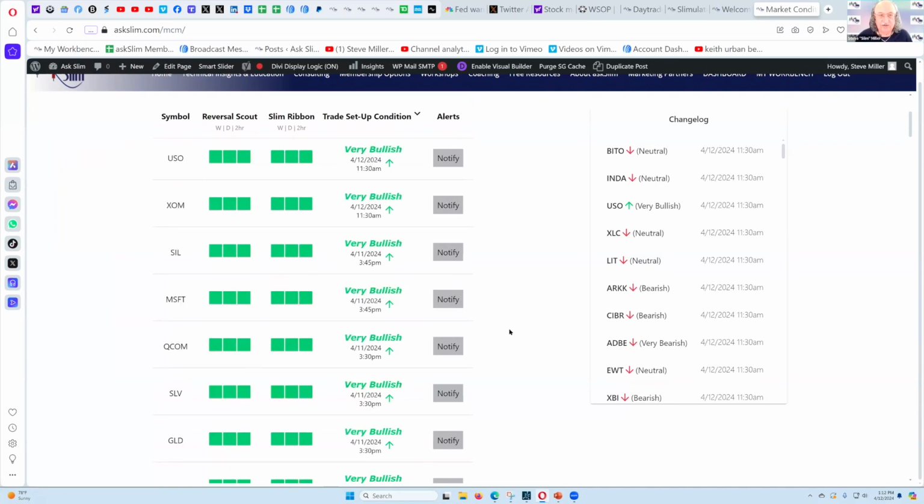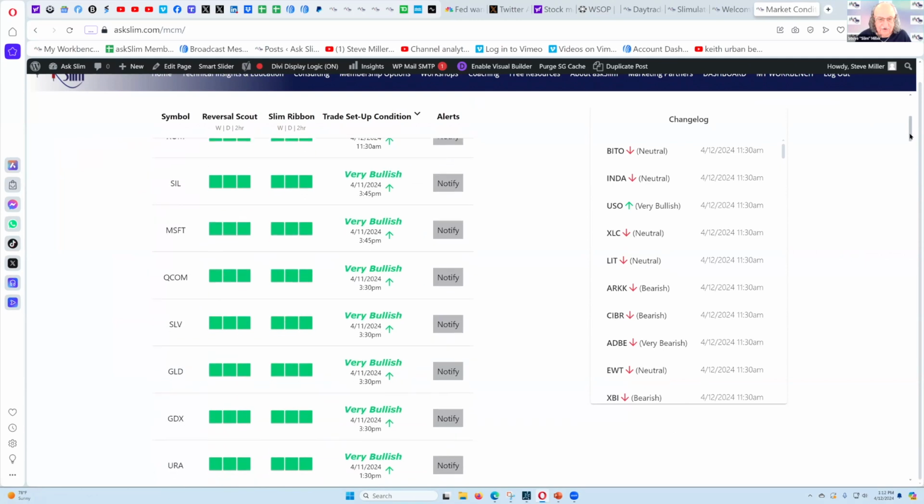The ones that are still very bullish, well, of course, we see the energy market moving up and surging today, and the metals markets moving up. So you see USO, which is oil, Exxon, silver. Microsoft is still very bullish. That one is still hanging in there with Qualcomm in that tech sector. Silver, gold. Let's scroll down here to the ones that are still very bullish.